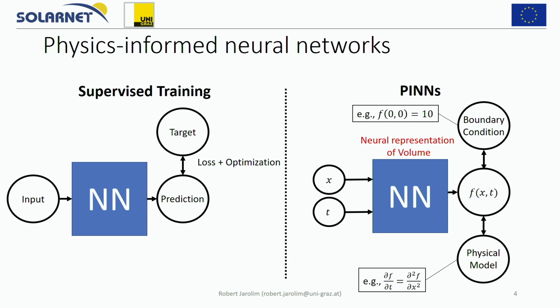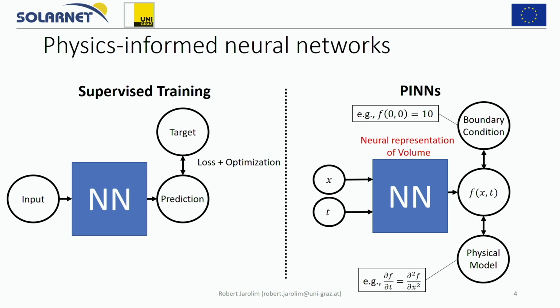So in this case, for example, we have two dimensions, a spatial dimension and the temporal dimension, so x and t, and then we get our function f from x and t at the respective points. Then we can perform basically two steps for the updating, where we first have a boundary condition. For example, we can say the point 0, 0 equals 10, and we can optimize this neural network to match this value at this boundary condition, so that's very straightforward.